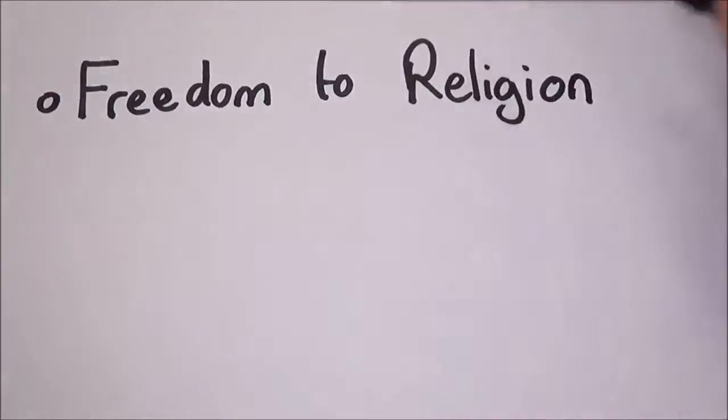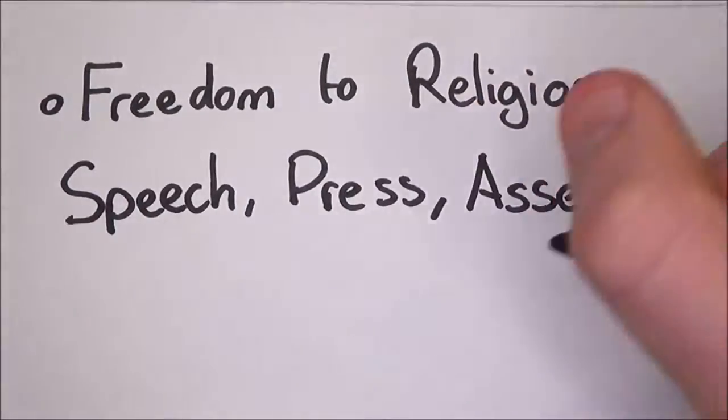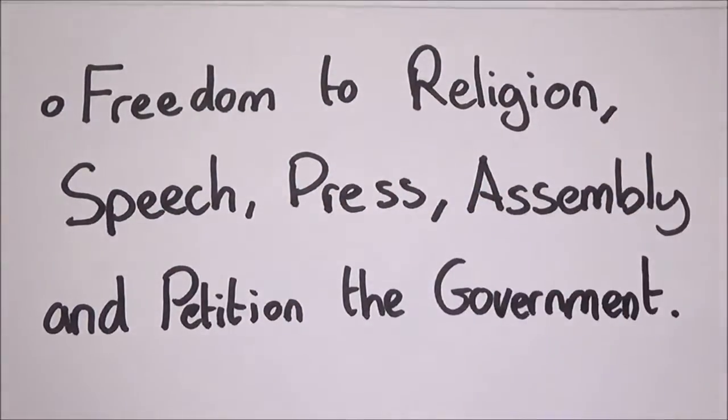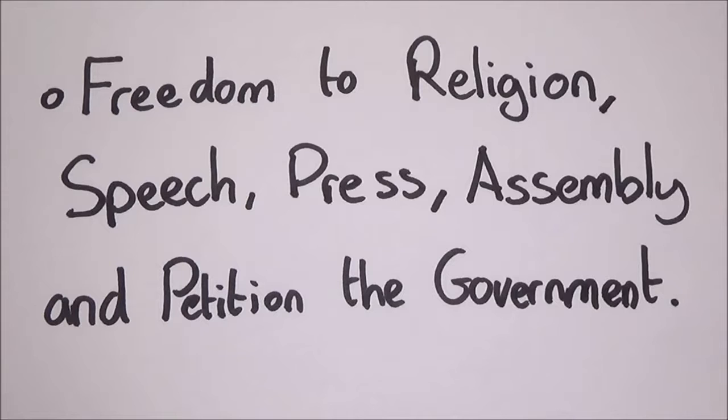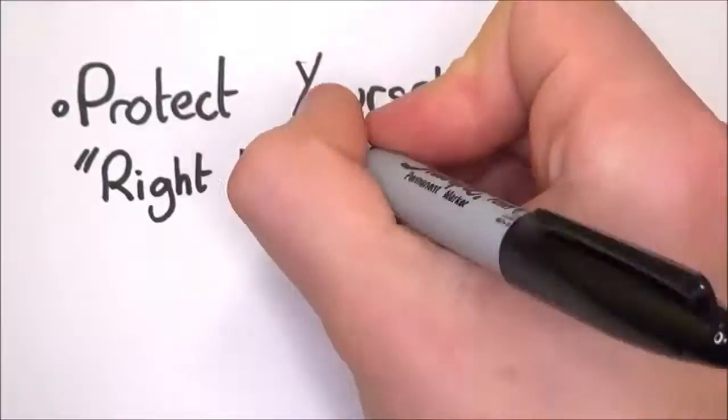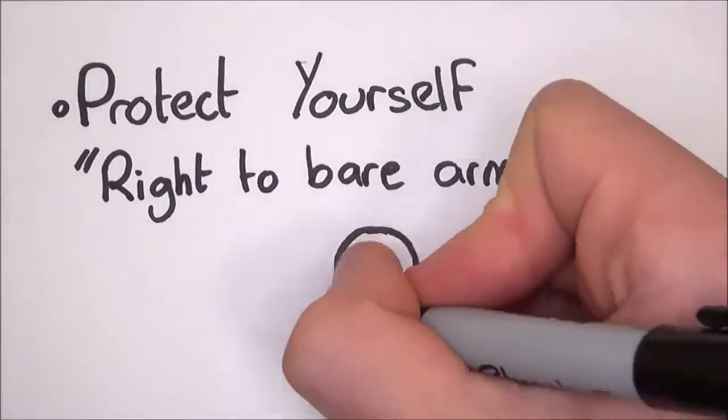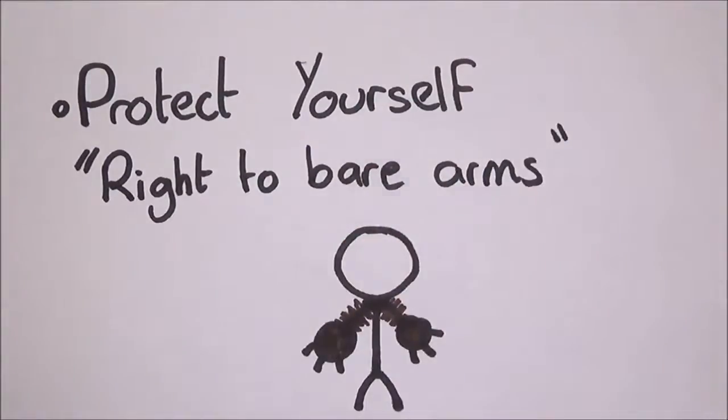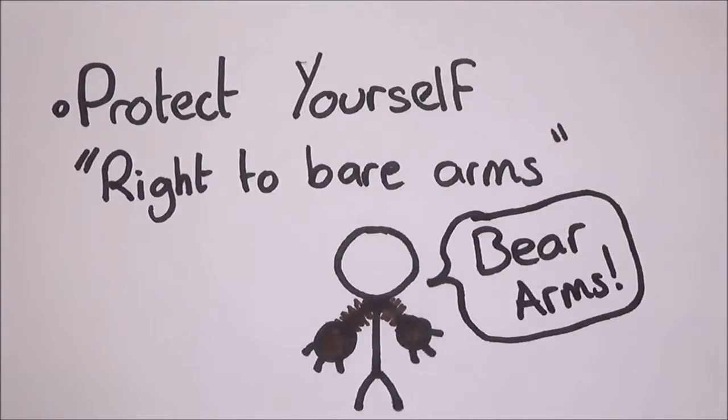The amendments are, in order, the freedom to religion, speech, press, assembly, and the right to petition the government. This allows you to be whatever religion, say what you want both in person and in the press. You can gather and defend your ideas and beliefs, and you are allowed to question the government. The right to protect yourself. This is a lot of people's favourite amendment as it allows them to have guns, for protection reasons.